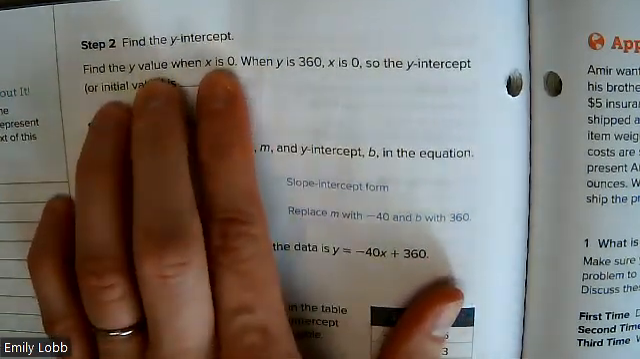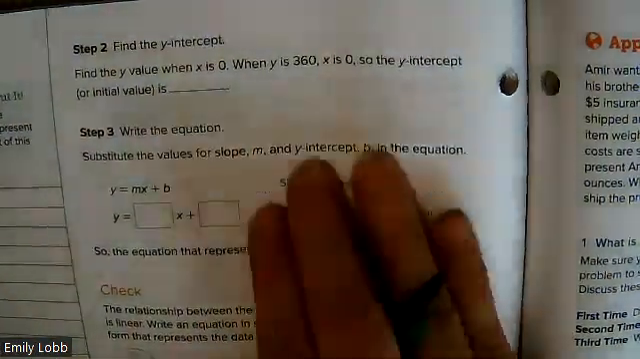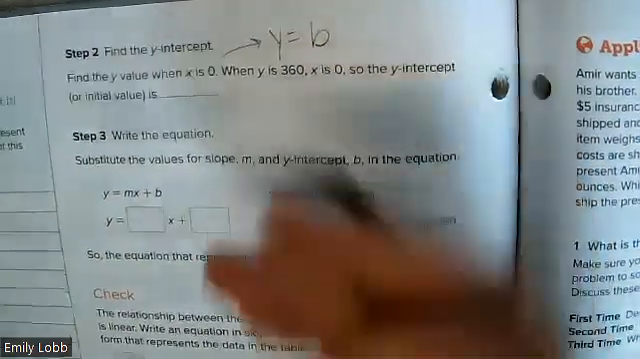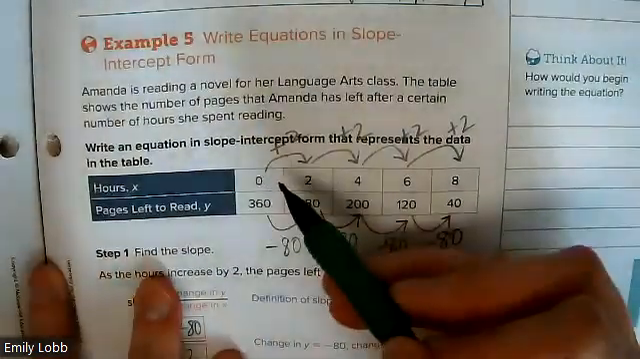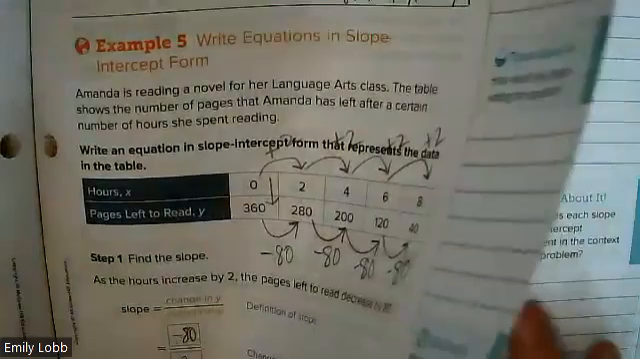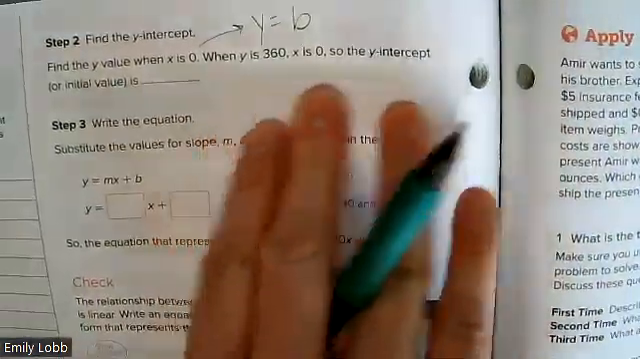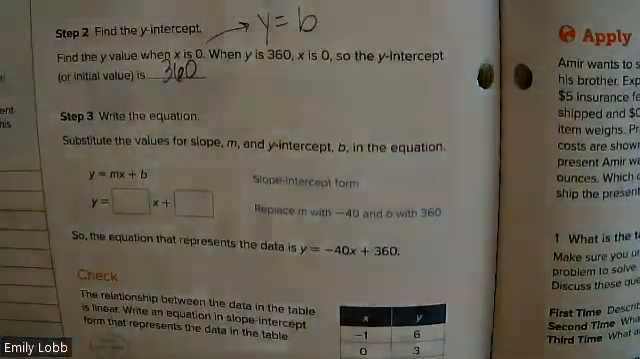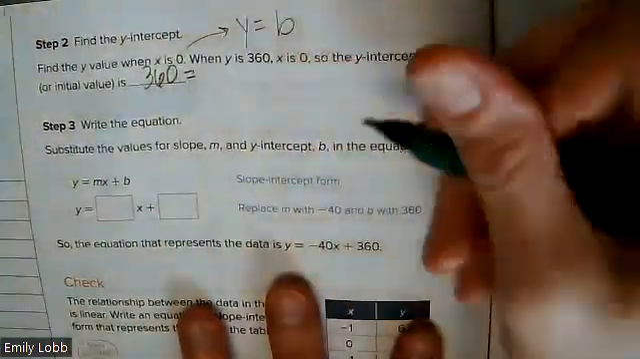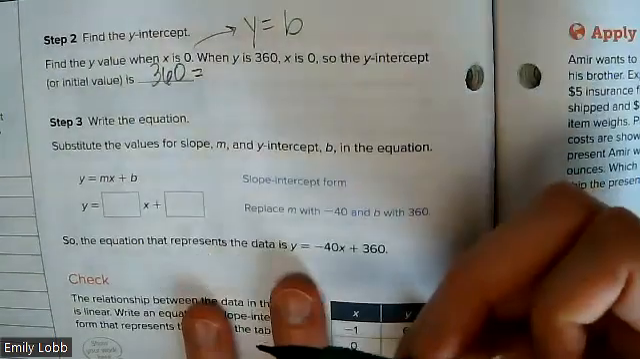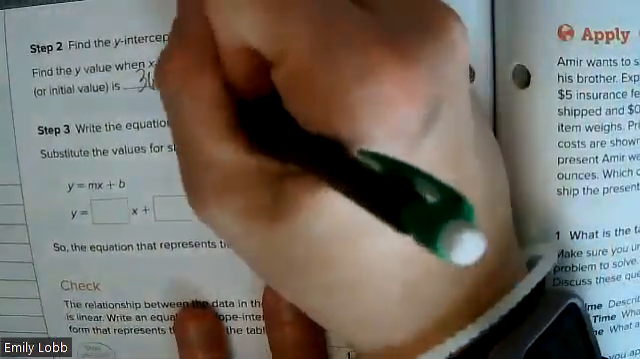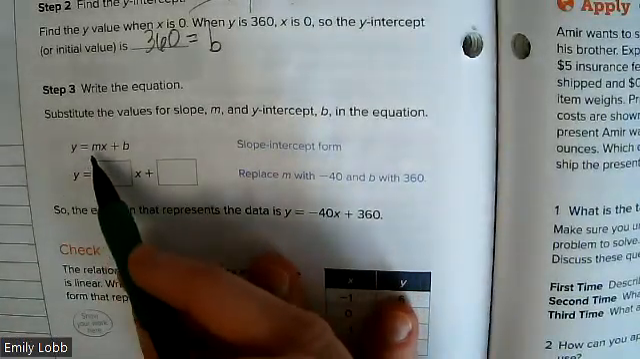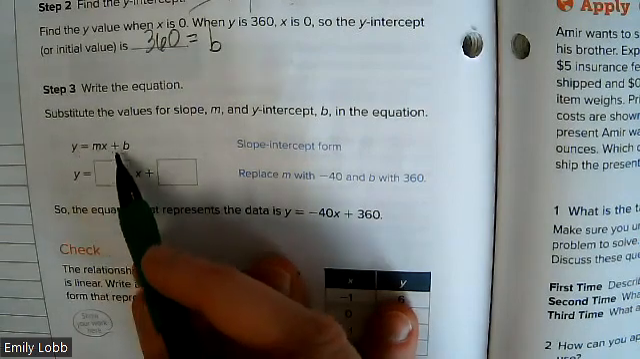Find the y value when x is 0. So when x is 0, our y is equal to b. In our table, you see when x is 0, we find our y-intercept, which is 360. So the y-intercept, our initial value, is 360. Now, 360 is what letter in our form y equals mx plus b? Which one of these letters, m or b? We already found m, so it's got to be b, which is why I wrote when x is 0, y is equal to b. Isn't that true? 0 times x would be 0, so wouldn't y actually be equal to b?